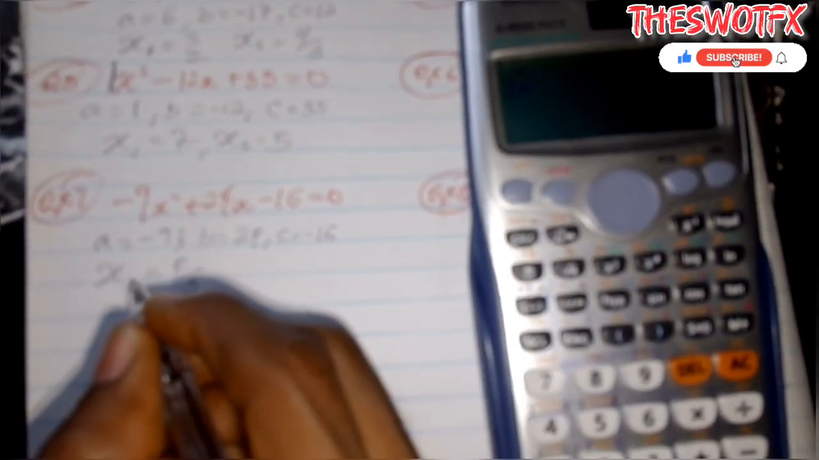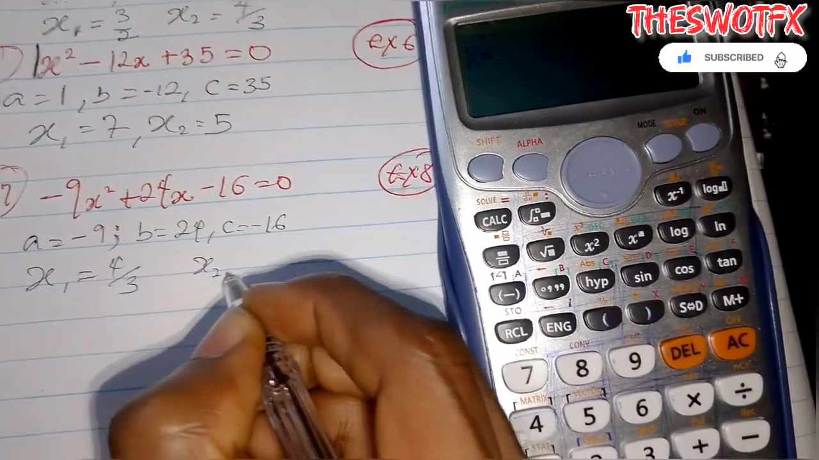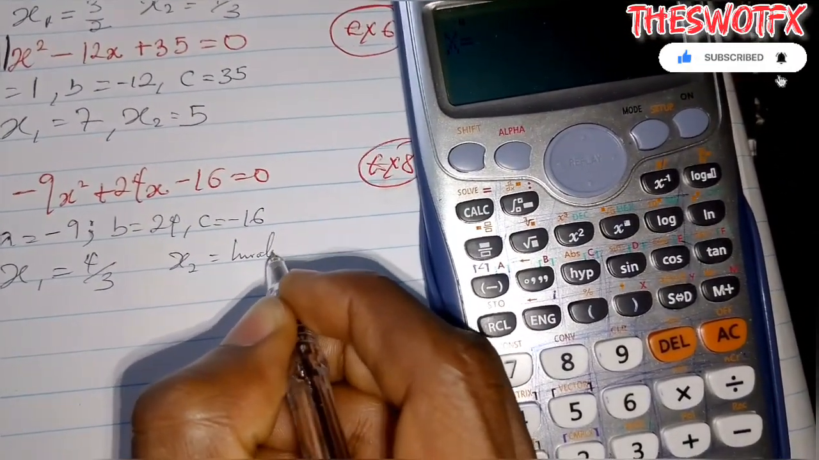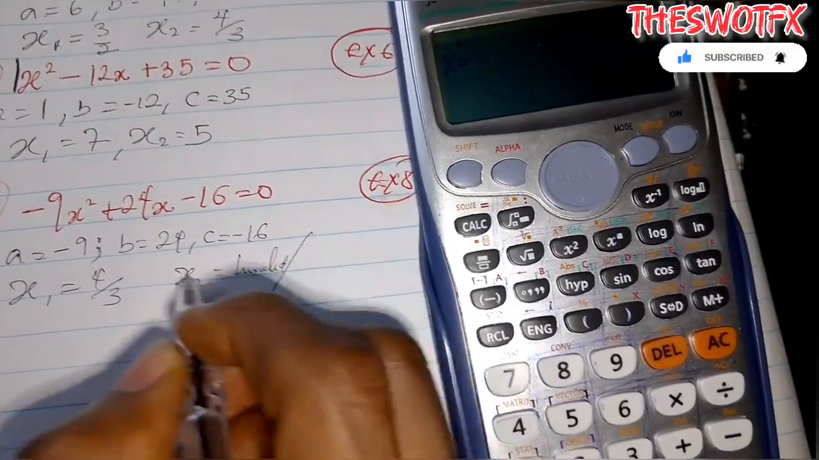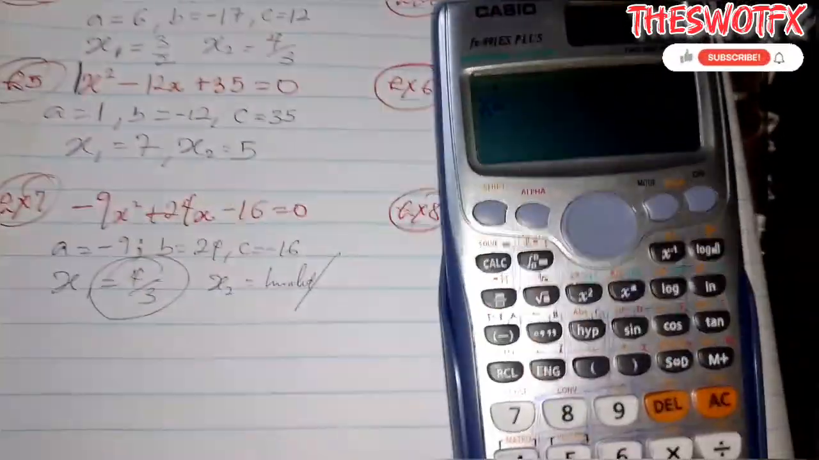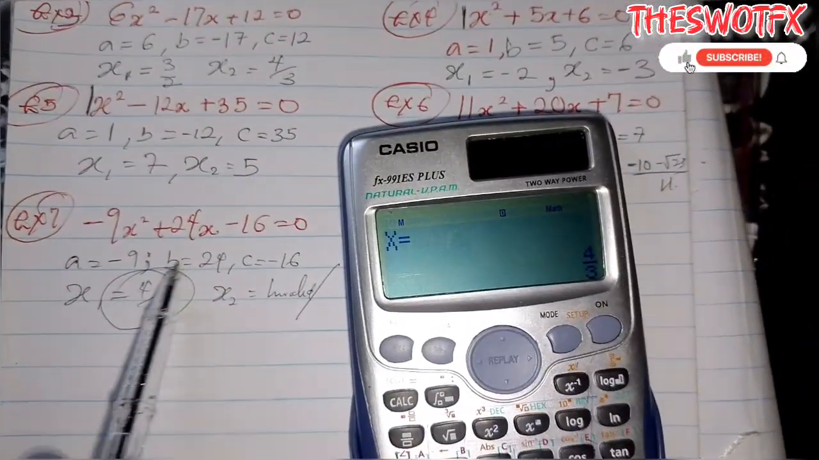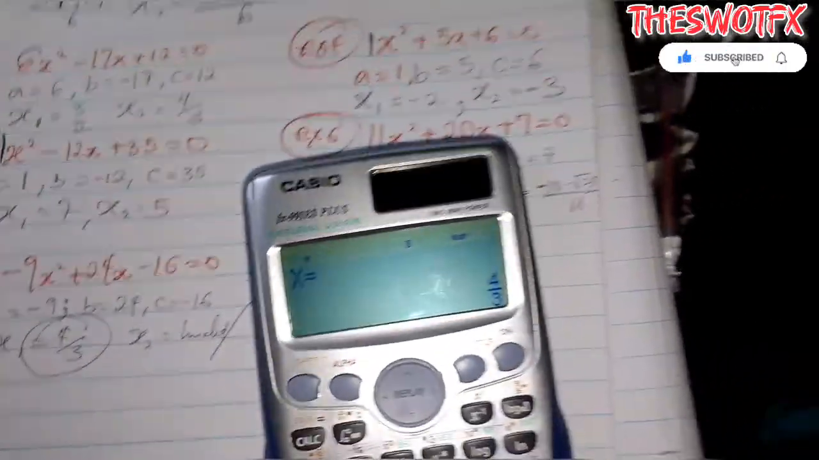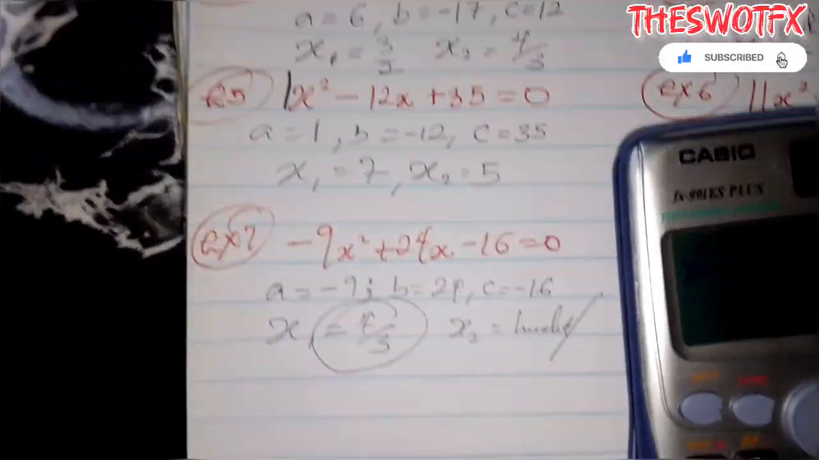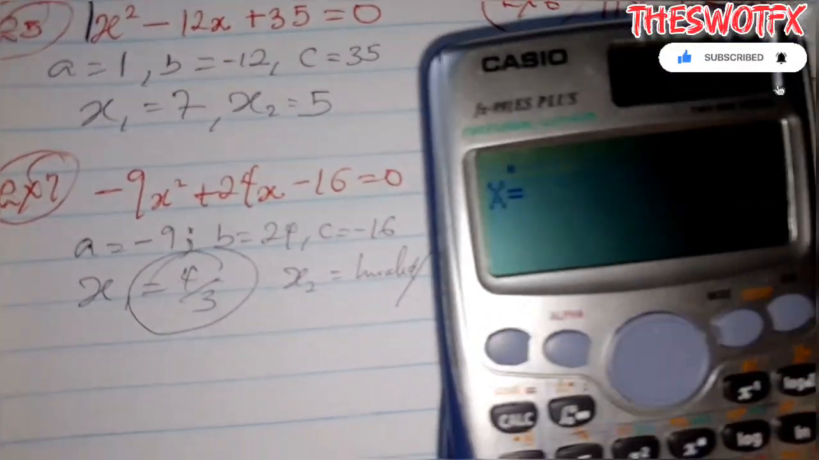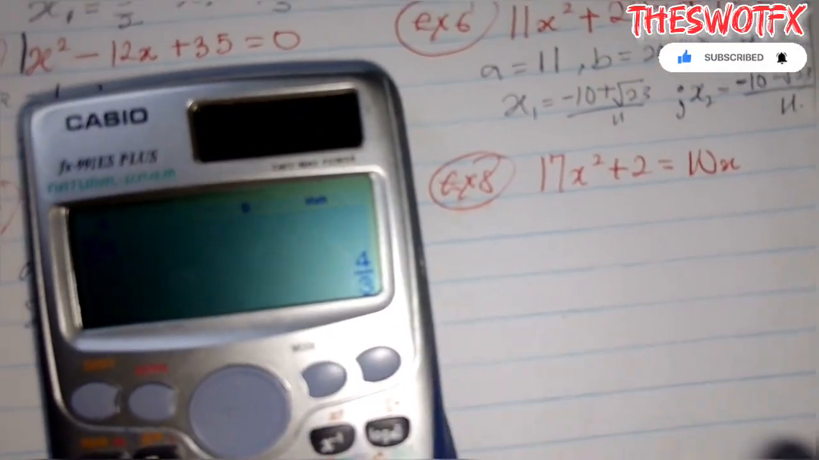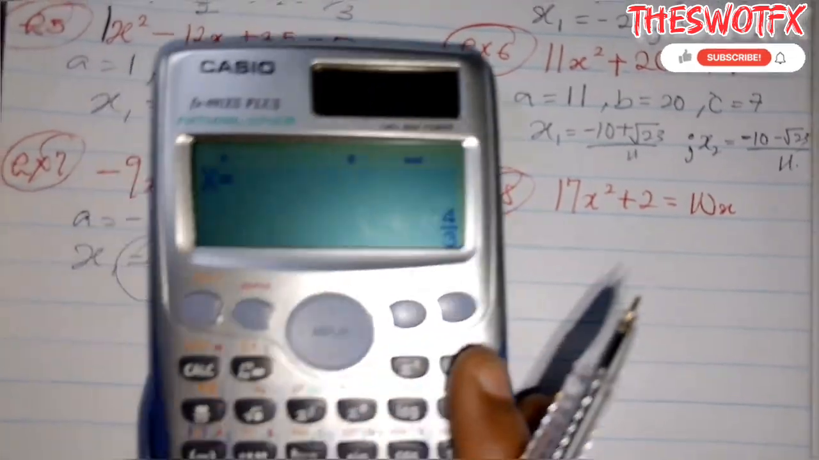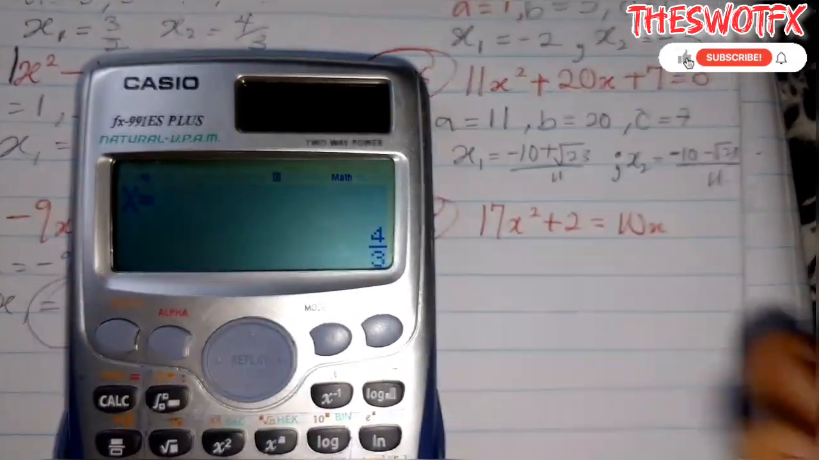Are you getting it now? Or it simply means x1 is 4 over 3, then x2 is invalid. Or you have it to be the same thing as this. But you need to use your hand to solve this to confirm if it's truly the same thing. That is what I'm trying to bring out for this number 7 here. So let's go to number 8.